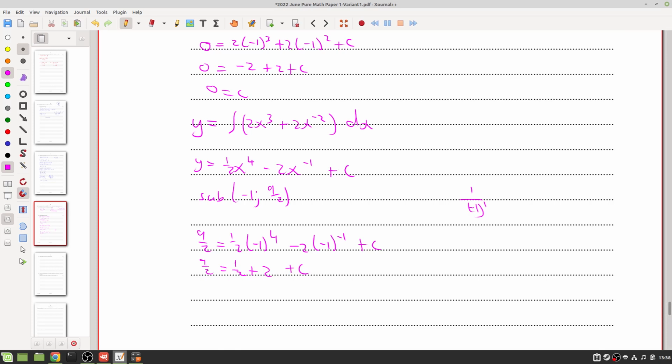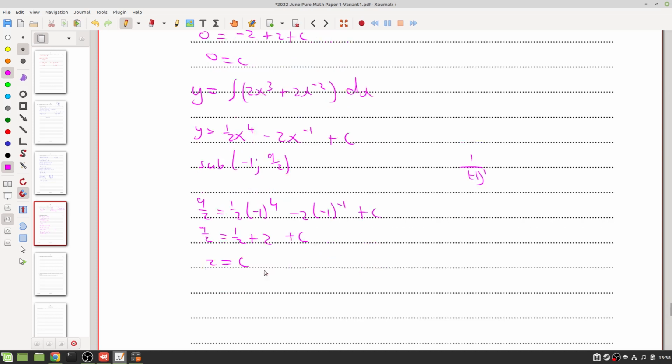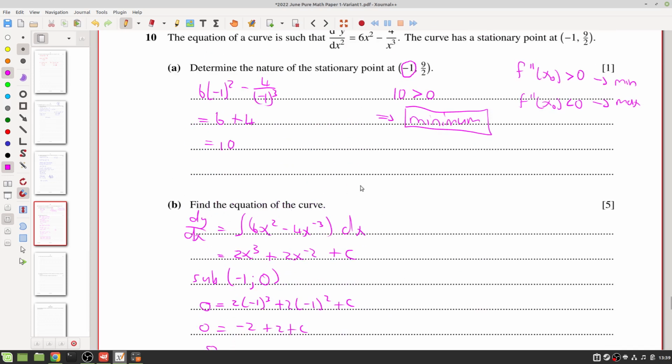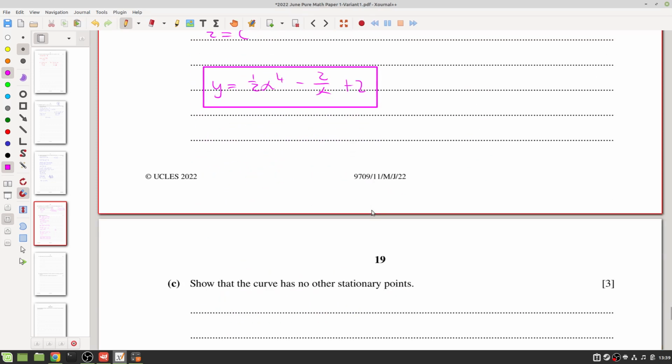So let's take everything over. 9 over 2 minus half is 8 over 2, which is 4. And then 4 minus 2 is 2. So 2 equals c. And then finally we have our equation. y equals a half x to the power 4 minus 2 over x plus 2. And there we have it. That is the equation of our function, the equation of the curve. Okay, good.